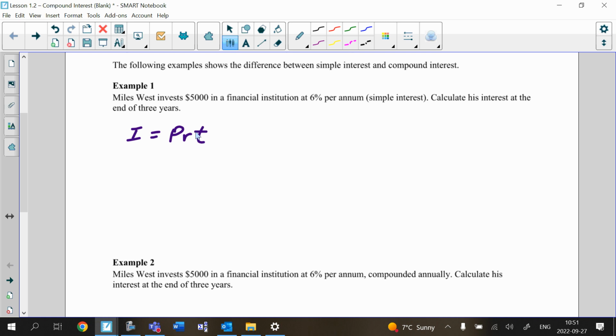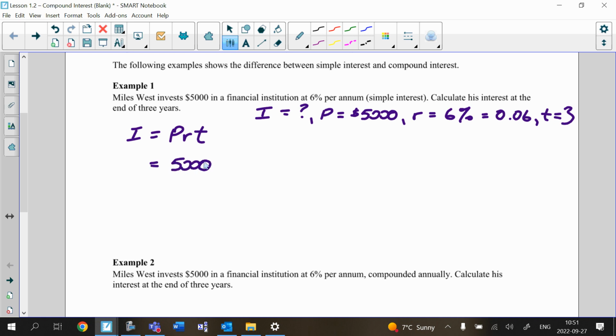So in this question, the interest I don't know. The principal is $5,000. The rate of interest is 6%, but I have to change that to a decimal by moving the decimal point back 2 spaces to get 0.06. And the time in years is 3. So in this example, we would take 5,000 times 0.06 times 3.